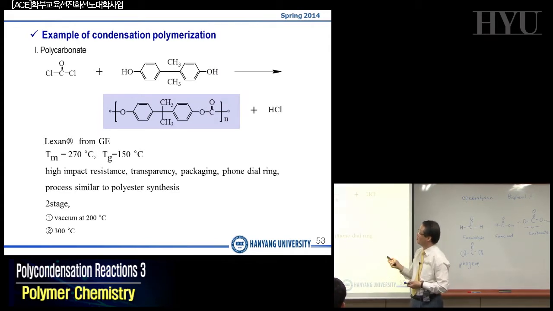And this was first produced by General Electric under the name of Lexan. Tg is about 150. Melting temperature is about 270. This Lexan has a very good property, such as transparency. Okay, it has a very transparent property, so that those glasses these days that you're wearing are all made of, let's say, Lexan, okay? Or PMMA, polymethyl methacrylate.